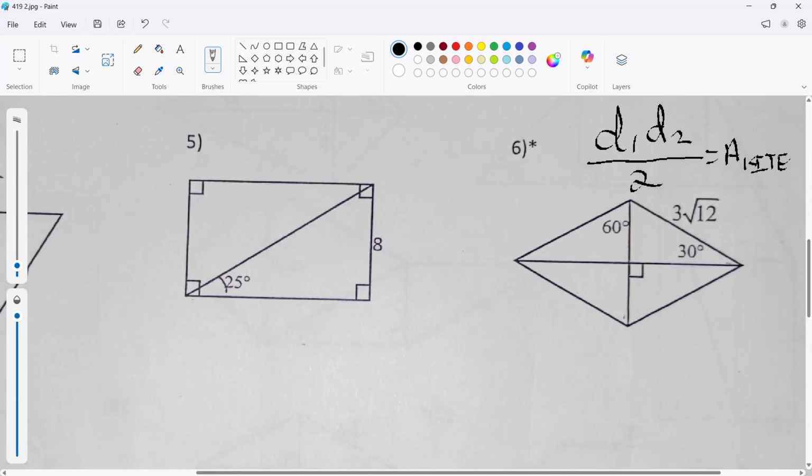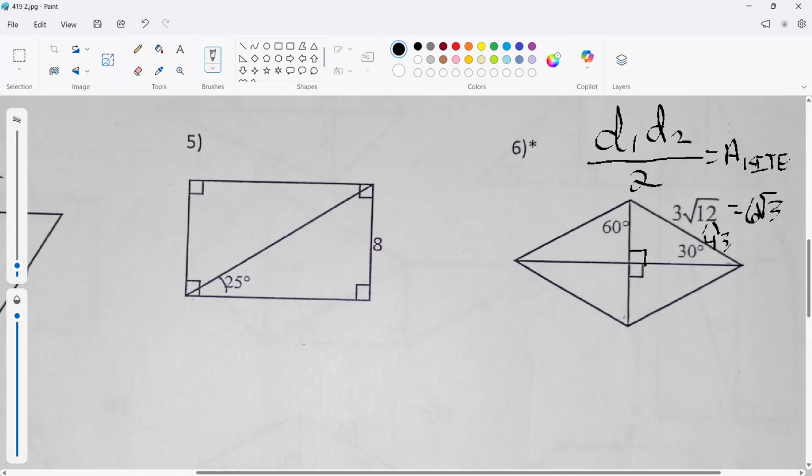Well, first of all, I noticed 3 square root of 12 can be simplified. 12 is 4 times 3, and 4 can come out of the square root. Square root of 4 is 2. 3 times 2 is 6. So this is 6 square root of 3. That's a side opposite of 90.